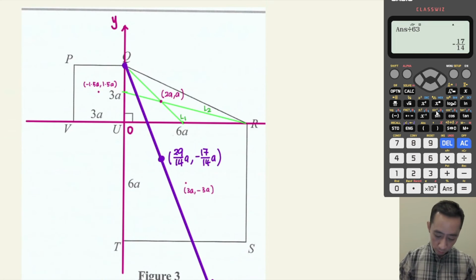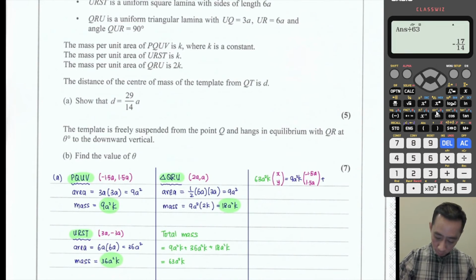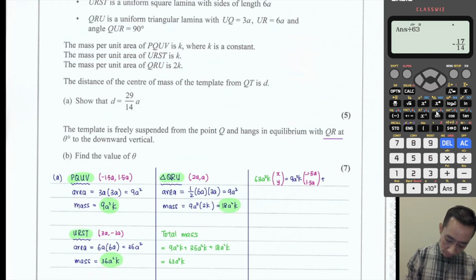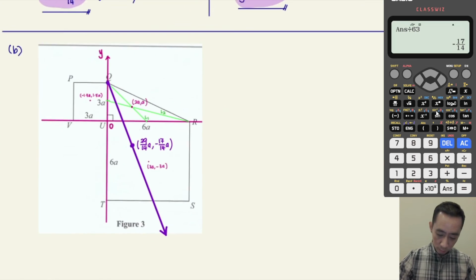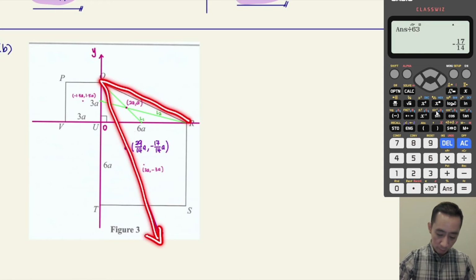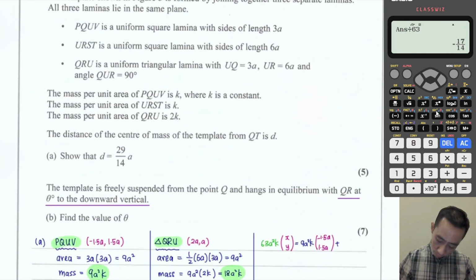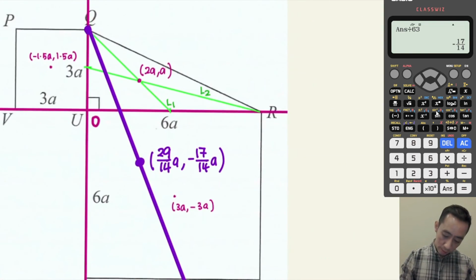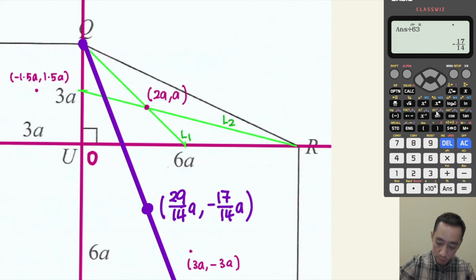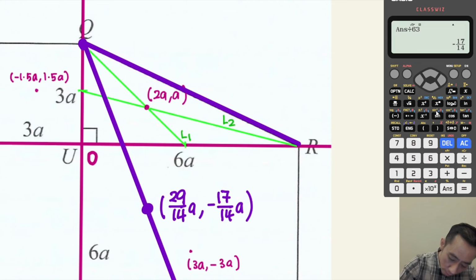Okay. So now what we need to find here is the angle made by QR at theta degrees to the downwards vertical. So this is the downward vertical, and then QR is here. So we need to find this angle. So how do we find this angle? We call it theta. So this angle is theta. QR is here. The angle is theta.